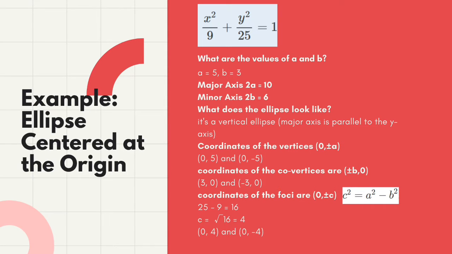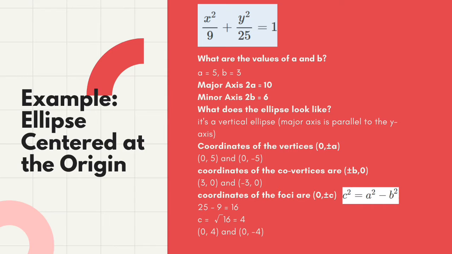x squared over 9 plus y squared over 25 equals 1 is an equation of an ellipse in standard form centered at the origin. Now what are the values of a and b? a is 5 and b is 3. Again, in order to get the value of a, find the square root of 25 and do the same thing with b.